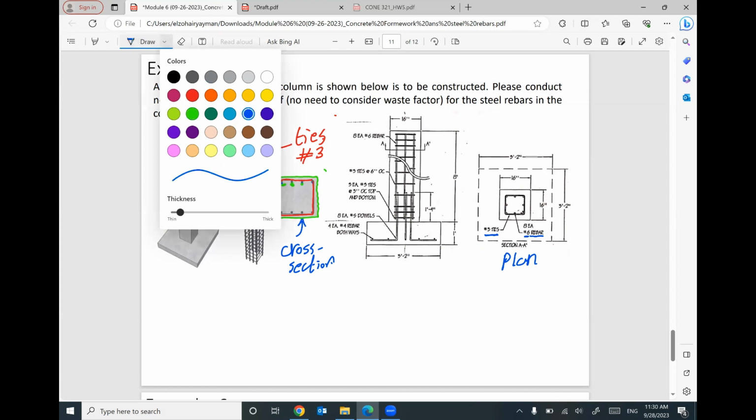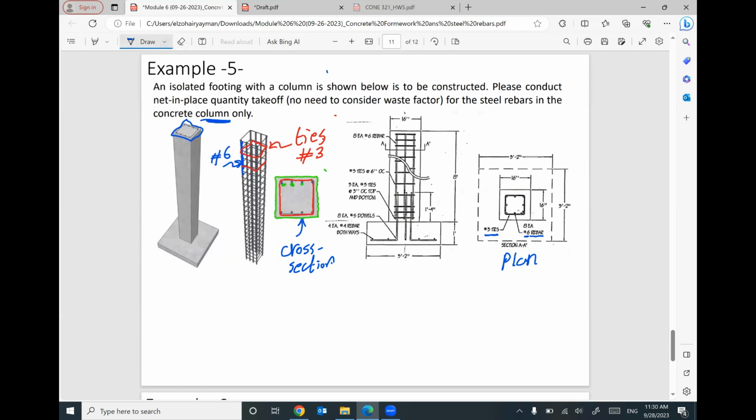So let's start to figure out the vertical reinforcement or rebars. Your rebars are number 6. How many? From this cross section, how many dotted do you have? We have 1, 2, 3, 4, 5, 6, 7, 8. We have 8 rebars. And each rebar is number 6.